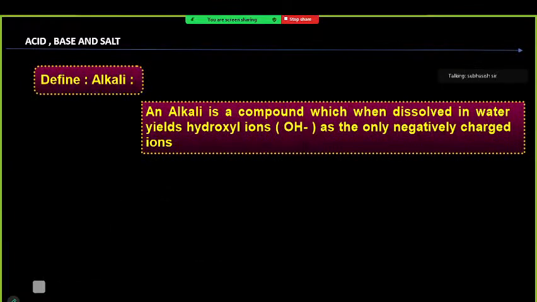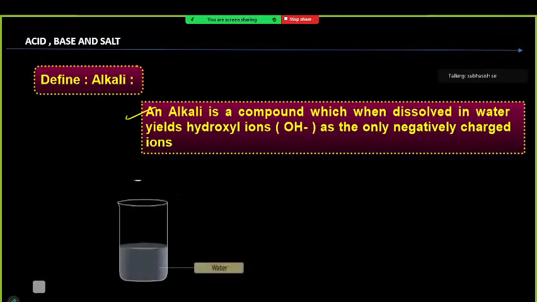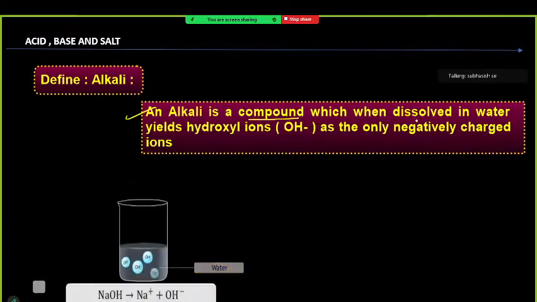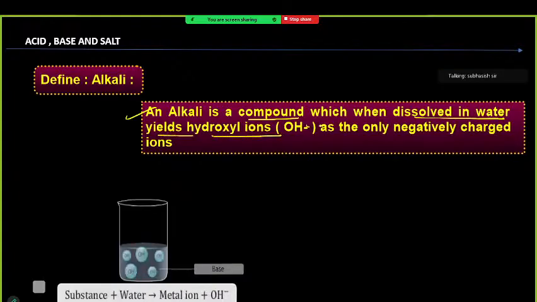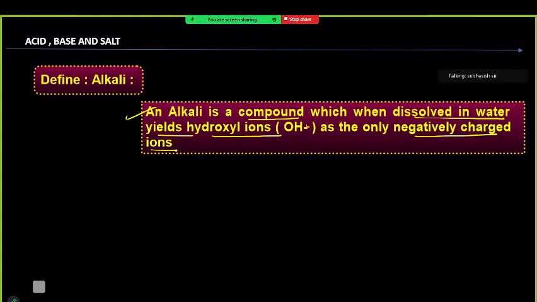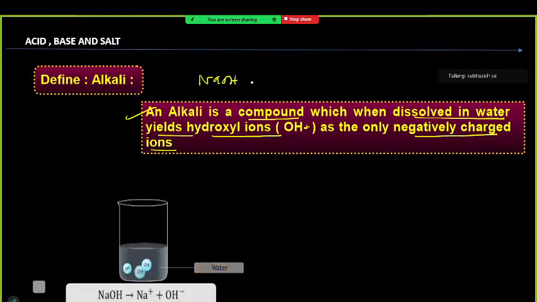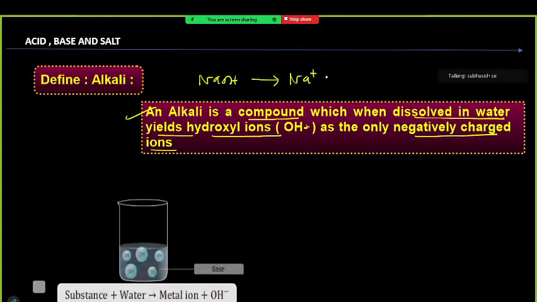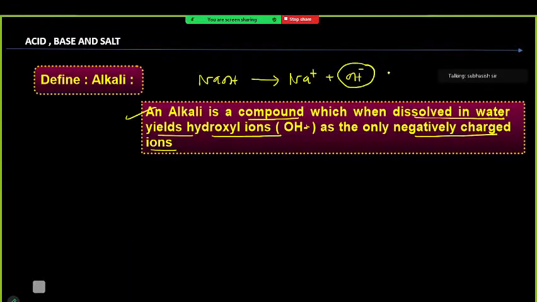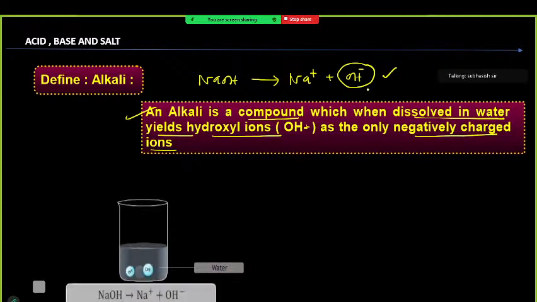Now, what is alkali? An alkali is a compound which, when dissolved in water, produces hydroxyl ion, OH minus ion, as the only negatively charged ion. For example, sodium hydroxide is an alkali. That's why sodium hydroxide is easily dissociated with the formation of Na plus and OH minus, because sodium hydroxide gives OH minus as the only negatively charged ion. That's why sodium hydroxide is termed as alkali.